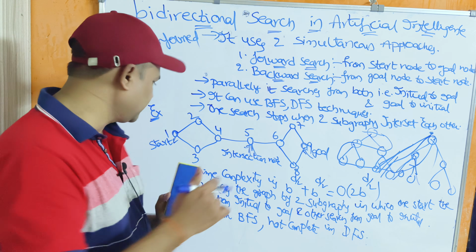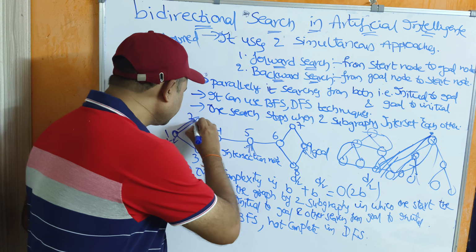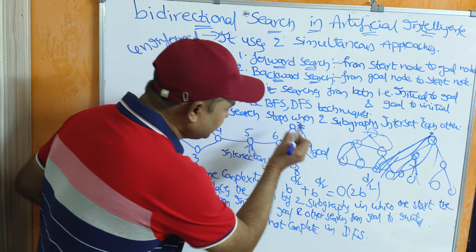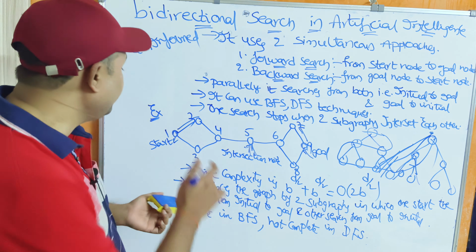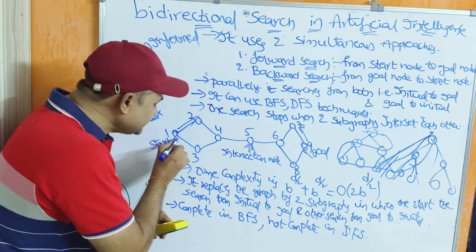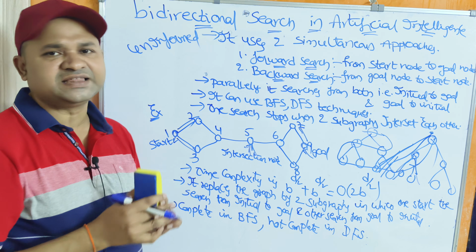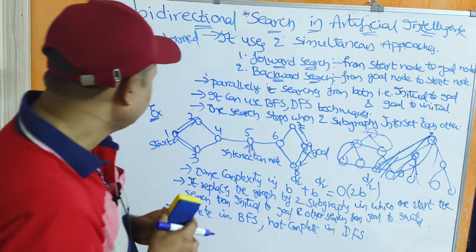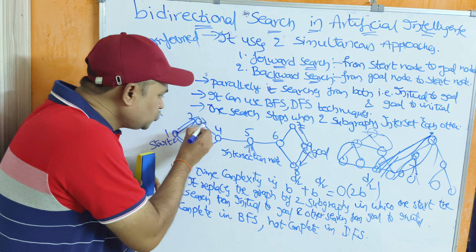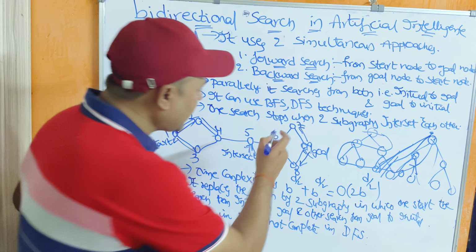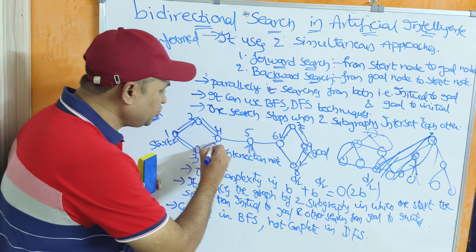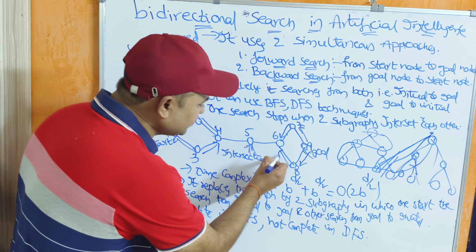BFS means level by level. So 1 to 2 the search is done. Likewise here 9 to 7 the search will be done. So level by level. So this is one level, this is another level. So 1 to 3 the search will be done. Next 9 to 8. Next 2 to 4. Likewise here 7 to 6. Next 3 to 4. Next 8 to 6.